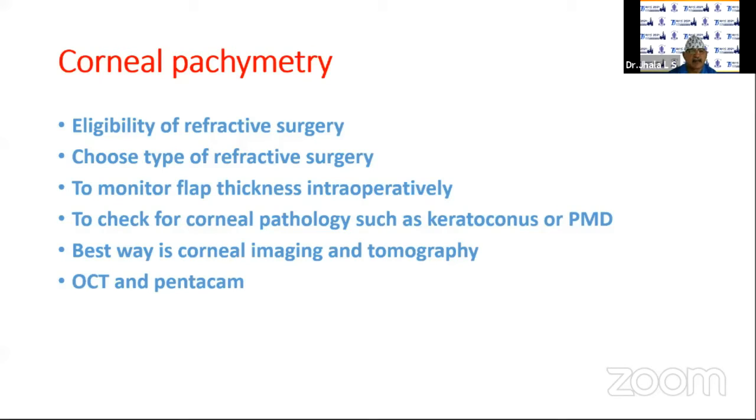Then another very important part of examination is corneal pachymetry. This will give you the eligibility for refractive surgery. You can choose the type of refractive surgery you have to perform. Sometimes you can also monitor the flap thickness intraoperatively. You can check for corneal pathology such as keratoconus or pellucid marginal degeneration. The best way for corneal pachymetry is by tomography, that is imaging by either OCT or Pentacam, because ultrasound can give you false results, not the correct pachymetry. OCT or Pentacam are very good for this.